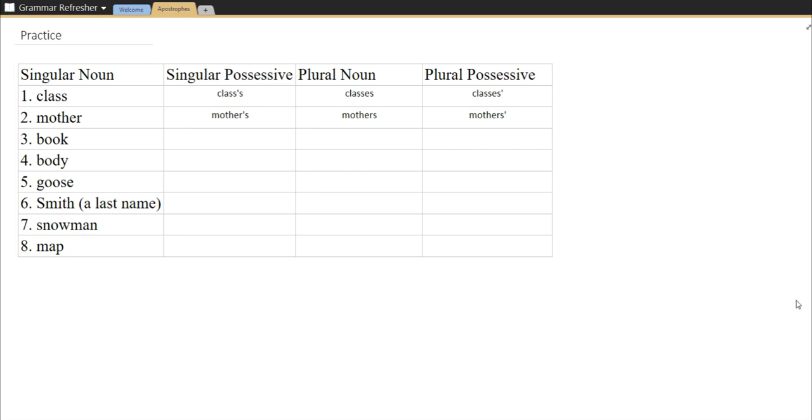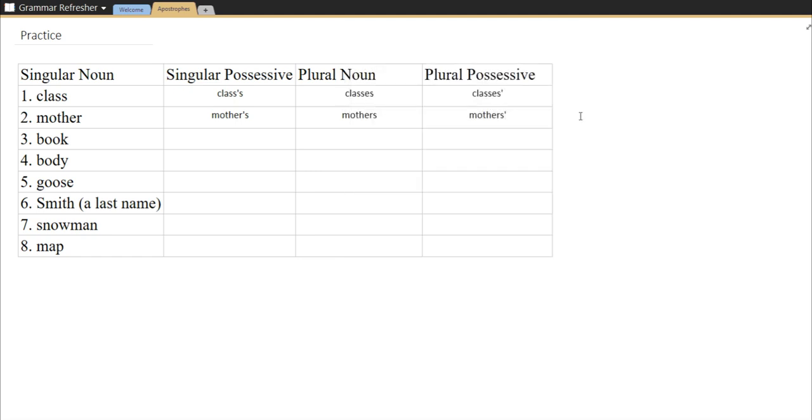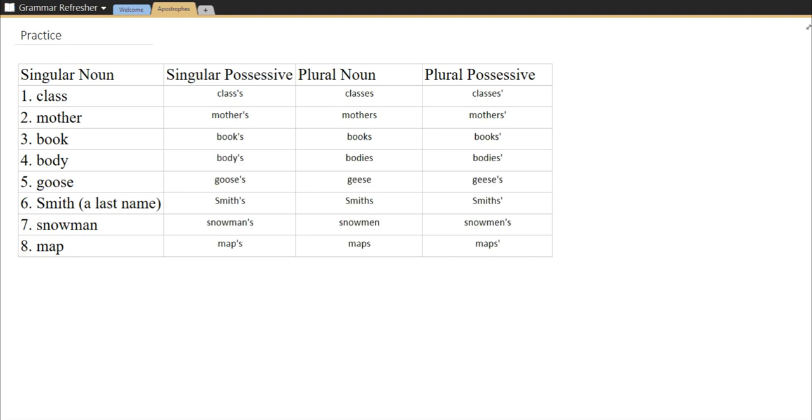I have given you a copy of this chart in a Word document. So right now, if you would pause the video and complete the chart, then when you're ready to check your answers, you can unpause the video and see if you got the blank spaces correct. Now that you've tried by yourself, you can compare your answers to the answers here on the screen.